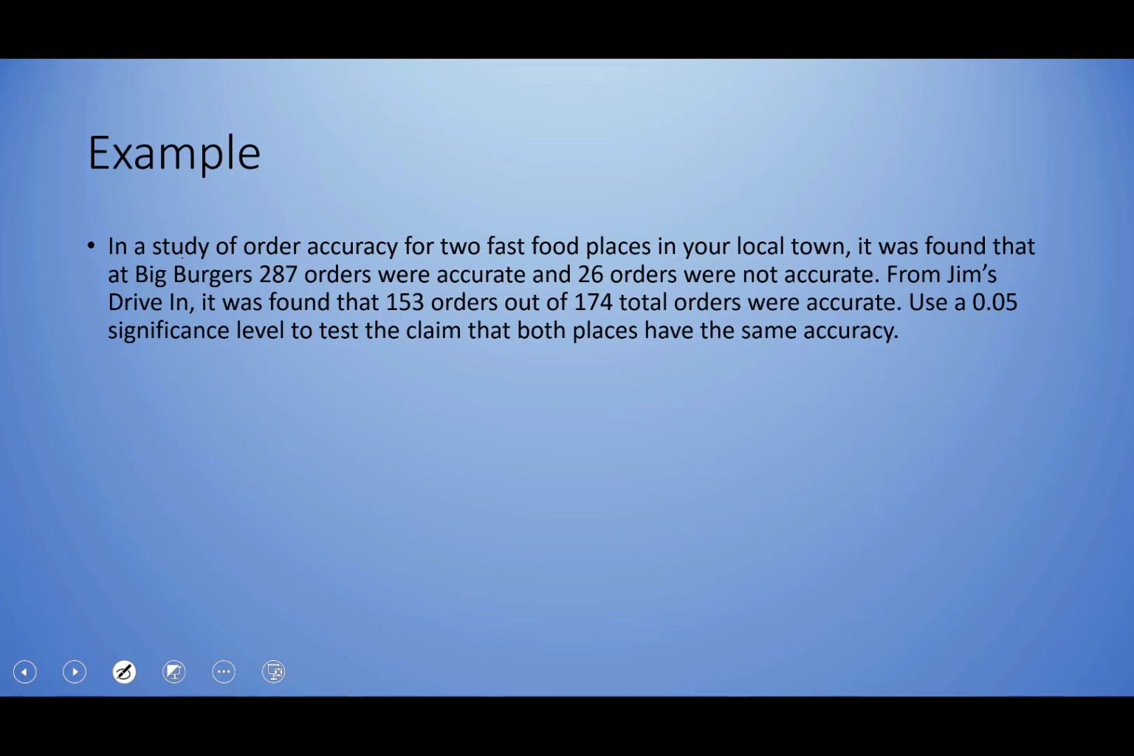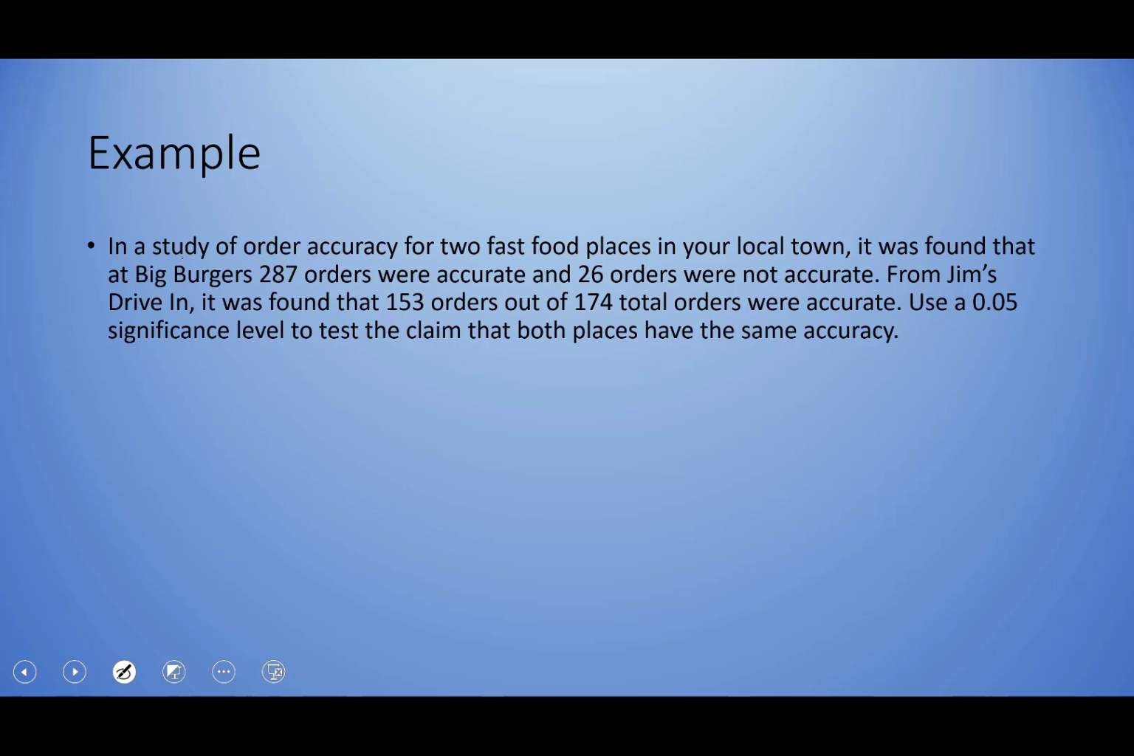So we're going to go ahead and look at a quick example here. In a study of order accuracy for 2 fast food places in your local town, it was found that at Big Burgers, 287 orders were accurate and 26 orders were not accurate. From Jim's Drive-In, it was found that 153 orders out of 174 total orders were accurate. Use a 0.05 significance level to test the claim that both places have the same accuracy.